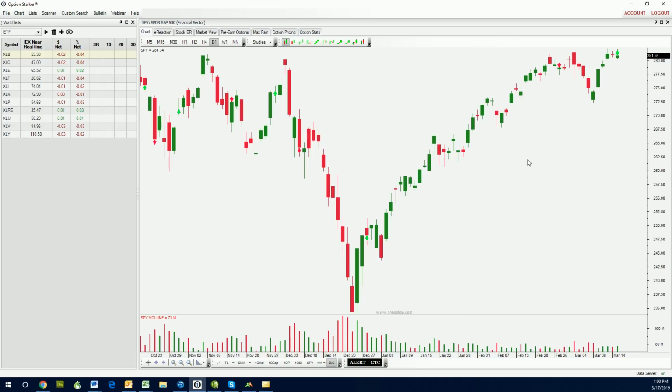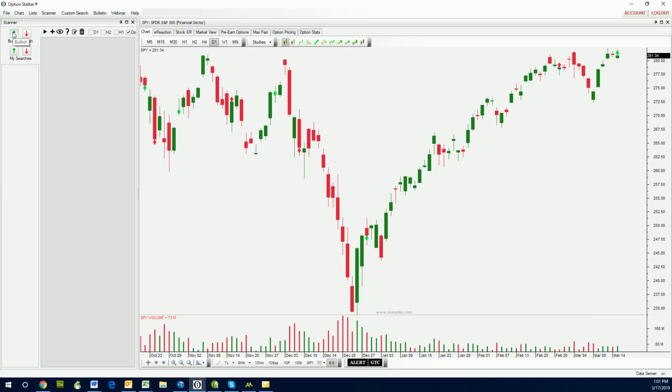I'm going to minimize the window, and this is what the Option Stalker platform would look like when you log in. Real-time data is included in the subscription price. Since most of you will be doing end-of-day trading and analysis, it won't really make that much of a difference, but if you log in during the day, you'll be able to see intraday data on these 5-minute, 15-minute, 30-minute time frames. So the first thing I'm going to do is click Scanner in the upper left-hand corner, and then I'm going to click Bullish. And the reason I'm going to do that is because the market is moving higher.